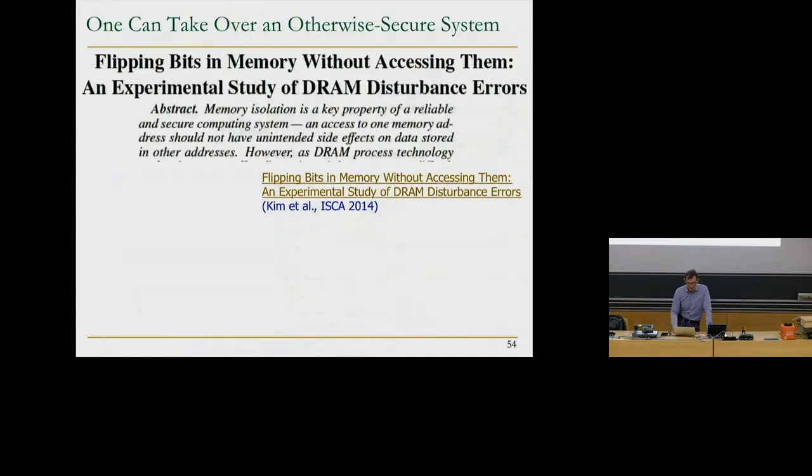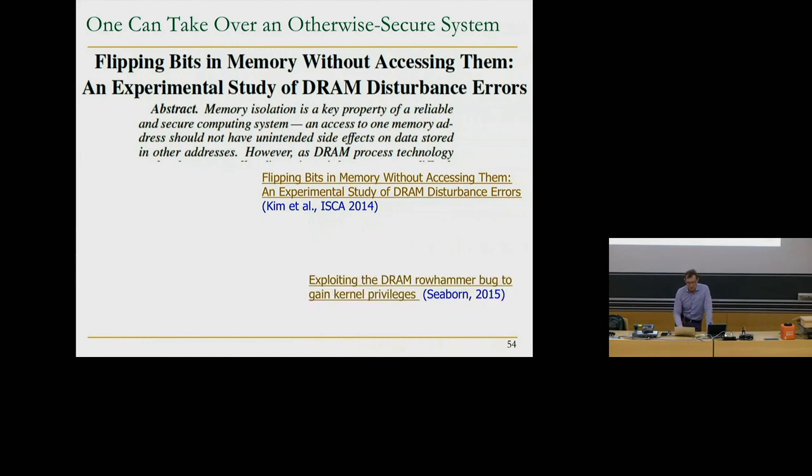So I think you've seen this before, but I'm going to give you the context better right now. Now you know about memory protection and all of these software infrastructure that people have built to protect one page from another page. That's essentially memory isolation or memory protection, right? And this is the first sentence from the paper that we wrote in 2014. It's a key property of a reliable and secure computing system, and access to one memory address should not have unintended side effects on data stored in other addresses. We're violating this key property with this. So any protection mechanism that you build, assuming this property, is useless. That's the importance of the reliability of hardware at the bottom.